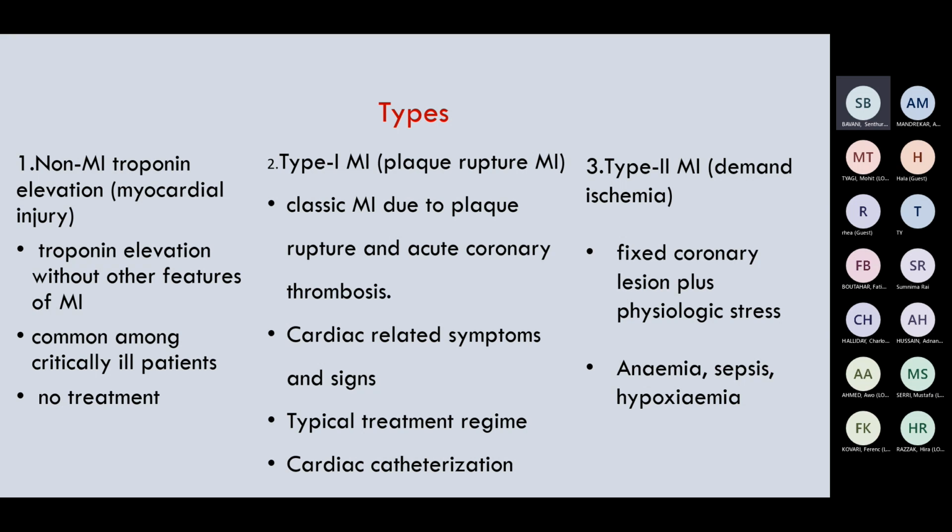Type 2 MI, there is a fixed coronary lesion plus physiological stress, and they can have risk factors of anemia, sepsis, and hypoxemia. If the patient has elevated troponin and new ECG changes, we can check the echocardiogram. If there is a regional wall motion defect, we have to consider the patient as having MI.